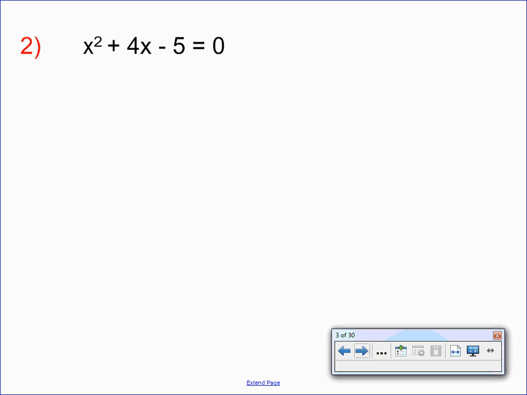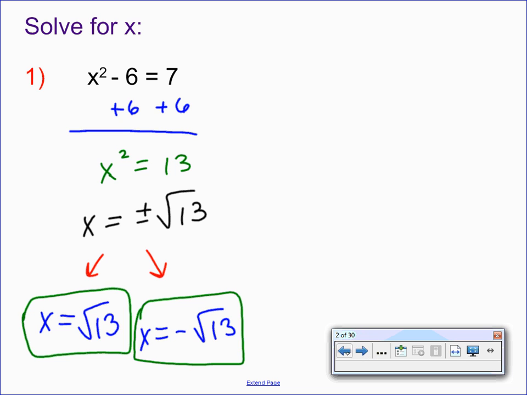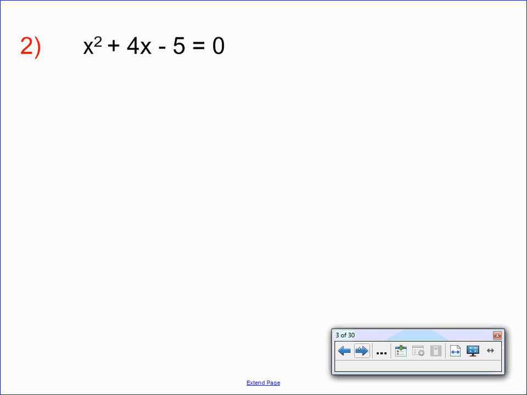So take a look at number 2. What's different about number 2 than number 1? Exactly what we were just talking about. There's an x squared term and an x term. There's multiple variable terms in this quadratic equation. So can I solve this by taking square roots?